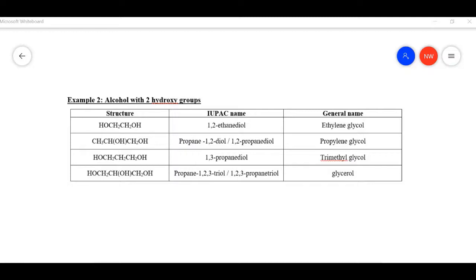OH, CH2, CH2OH. As you can see here, okay, dia ada 2 OH group. Okay, pada position yang mana? 2 OH group duduk pada position karbon yang pertama dan juga karbon yang kedua. So it mean dia ethane. Sebab ada 2 karbon, ethane lah. Then ada 2 OH group, then ethane diol. Sebab ada 2 OH group. So OH group position berapa? Position 1 dan 2. Okay, that's why IUPAC name nya adalah 1, 2 ethane diol. General name nya adalah ethylene glycol.